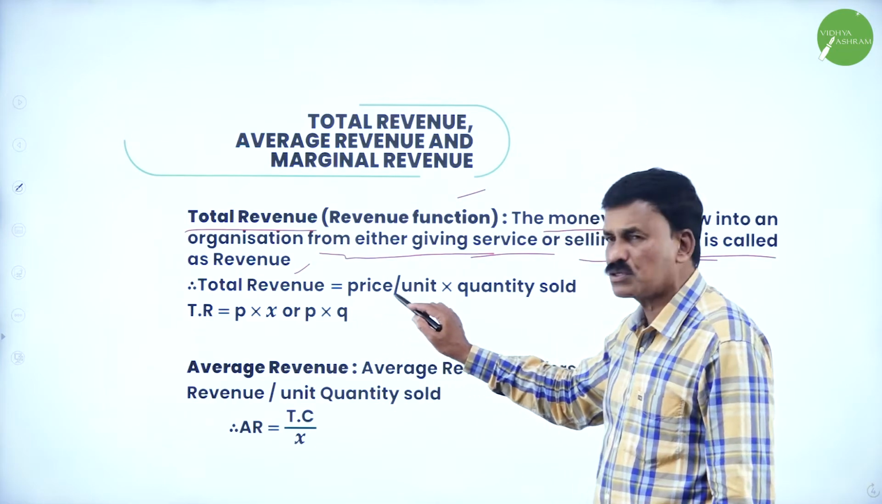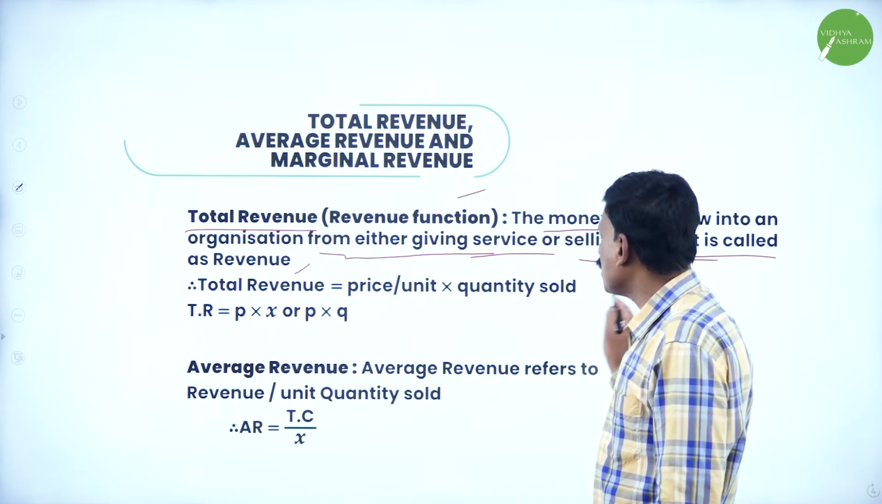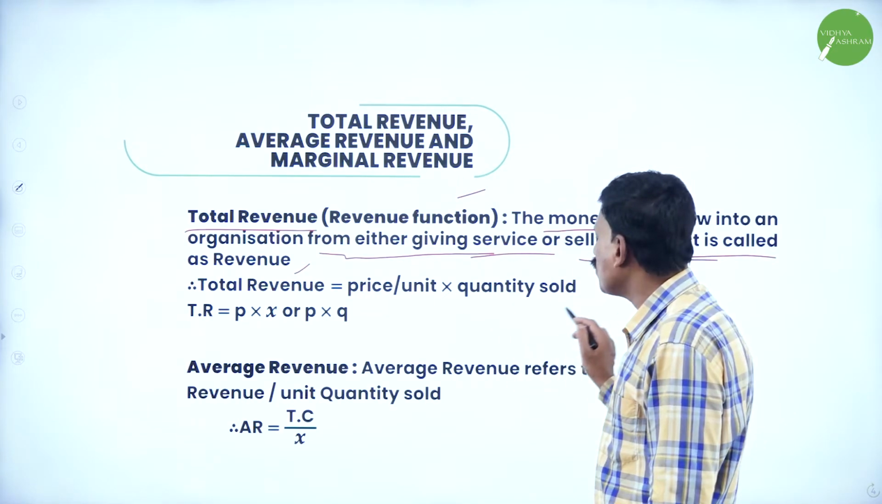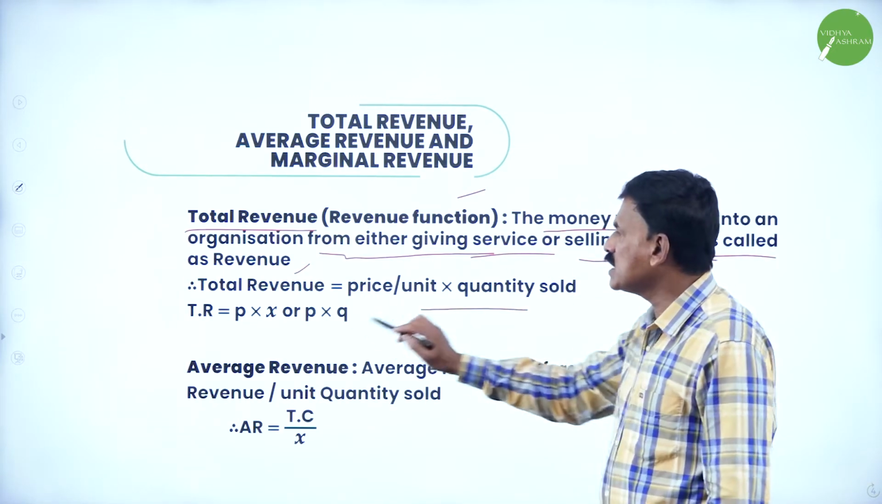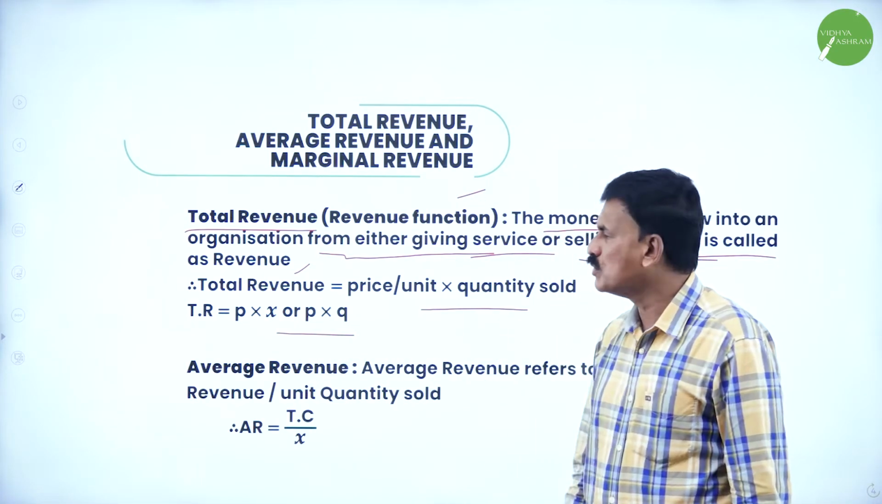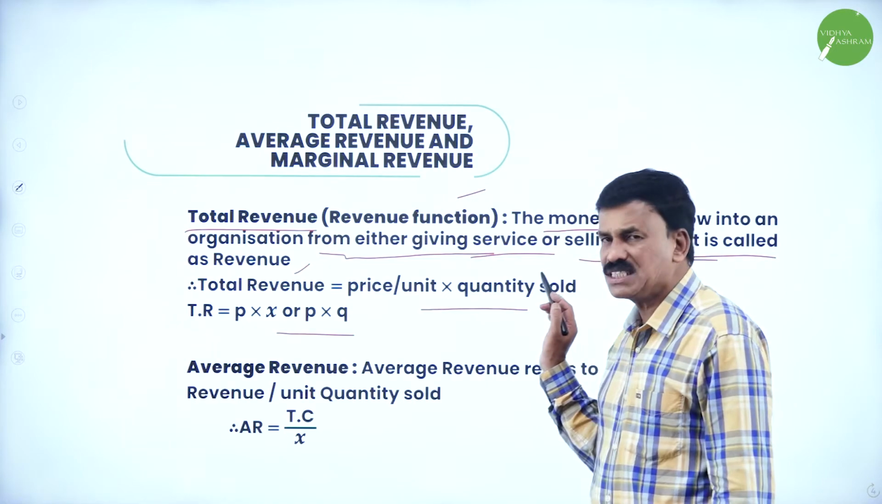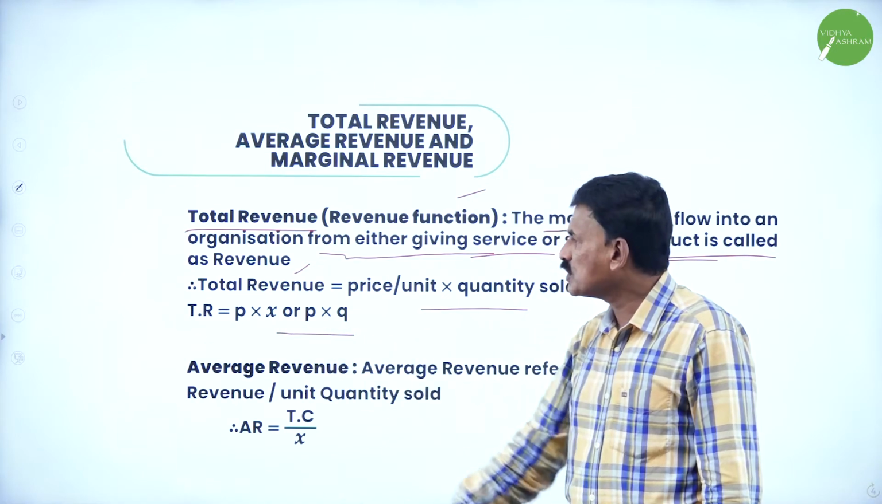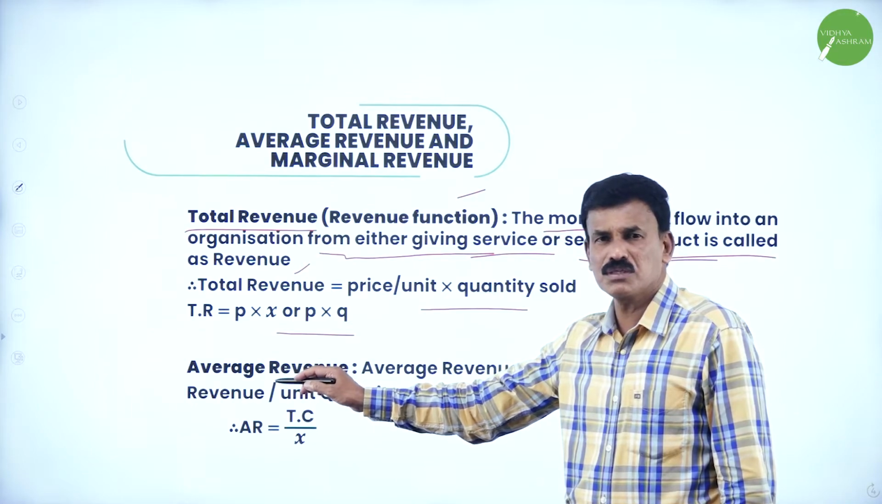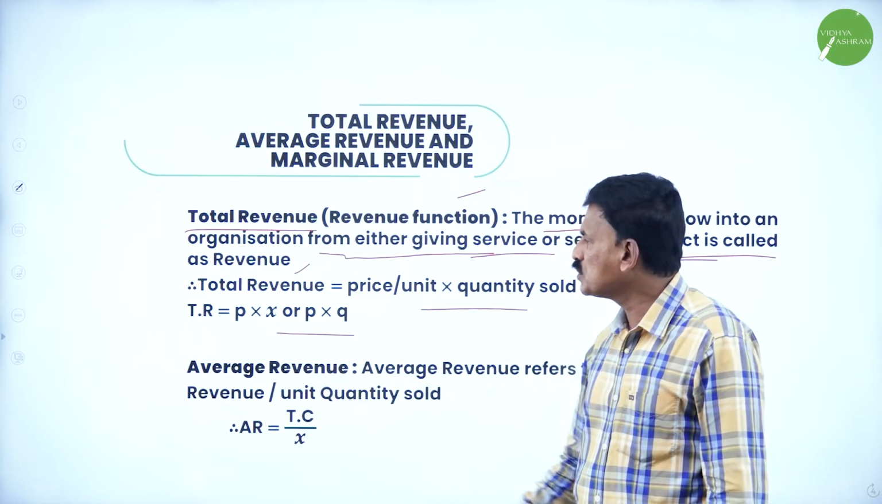Total revenue is equal to price per unit into the quantity sold. Now that is nothing but P into X, or it is also denoted as P into Q. Price per unit into quantity sold is nothing but the total revenue, and mathematically the total revenue is P into Q or P into X.